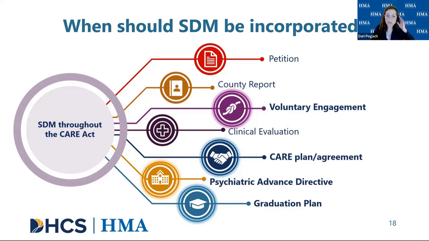Psychiatric advance directives, this is a little more complicated because this is something that's written in anticipation of a time where a person may not be able to make their own decisions. And there's a lot of interesting work being done on incorporating supported decision-making clauses into those directives. I'm going to hold off on that for now because that's the topic of a subsequent training. And then finally, the graduation plan, where the person will be making decisions about the future. And it's another great opportunity to incorporate supported decision-making. Next slide.